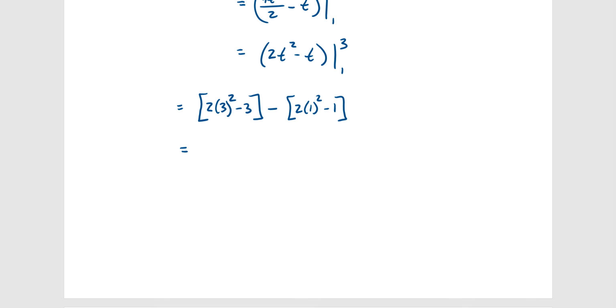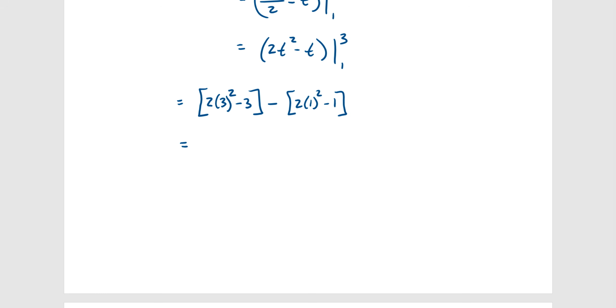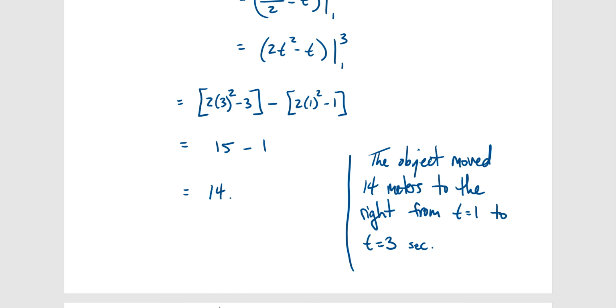And now we just have to simplify it. So that's going to be 2 times 9 is 18 minus 3 is 15, minus 2 times 1 minus 1 gives us 15 minus 1, so 14. So what does this mean? This was position. So this means that the object moved 14 meters to the right from t equals 1 to t equals 3 seconds. We know it's to the right because the 14 was positive. If we got negative 14, that would have meant it moved to the left 14 meters.